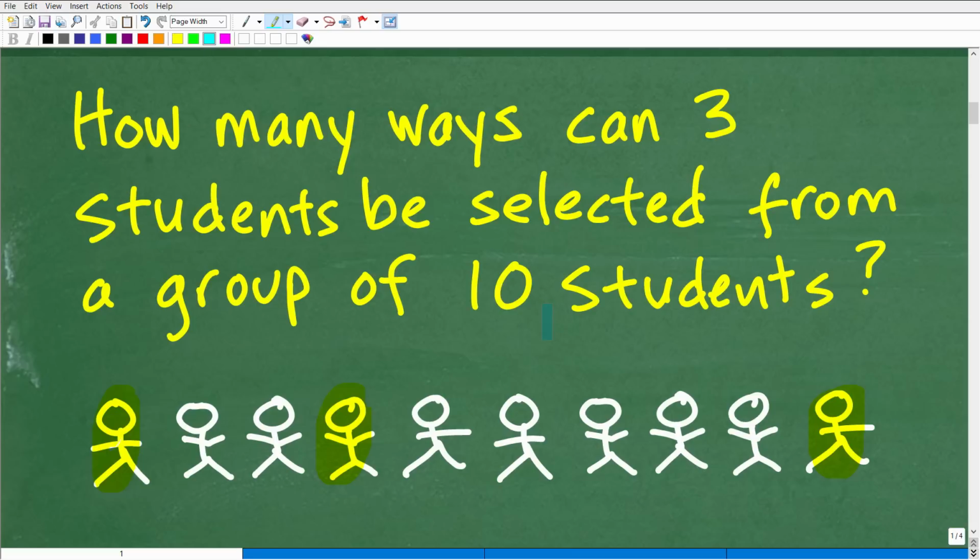So here we could also maybe pick these 2 people and maybe this person right there. That's another way. So you can do all different sorts of combinations to try to figure out exactly how many ways you could select 3 students out of a group of 10 students. When you start thinking about this, it's maybe not as easy. It's an easy question to understand, but it's maybe not so easy to figure out the correct answer. So let's get into this right now.